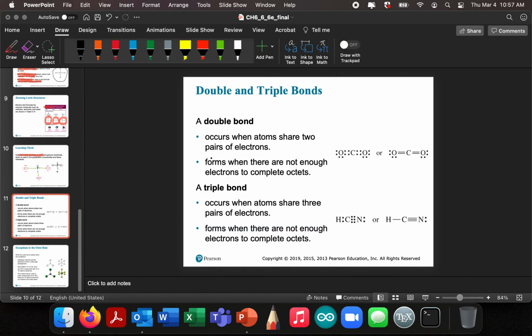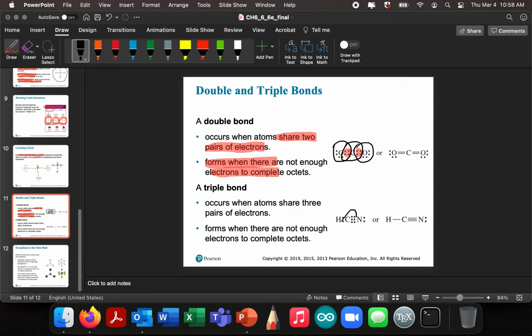Now, finally, let's round this conversation out by talking about double and triple bonds. So double bonds occur when atoms share two pairs of electrons, okay, and they form when there's not enough electrons to complete octets, right? So carbon, for example, and oxygen, carbon dioxide, doesn't have enough electrons for everybody to have an octet. So what happens is they say, let's just share two, right? And then carbon's got its 8 electrons in its outer shell. Oxygen's got its 8 electrons in its outer shell, right? And there's the other oxygen with its 8 electrons, right? So that works nicely.